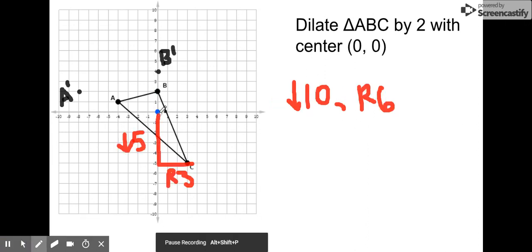For C, we see that starting at the center of dilation, we go down 5, right 3. So we need to double that. So we're going to go down 10, right 6. So C prime is going to be located at 6, -10.